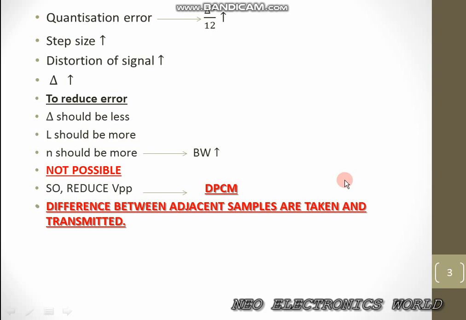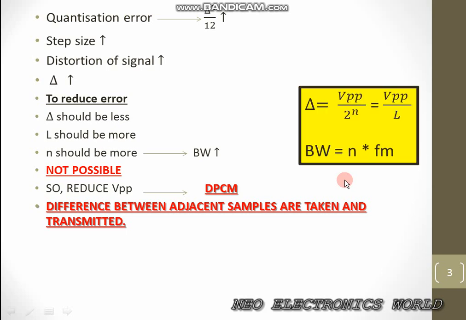Then, going to the quantization error part. What is quantization error? It is the error that is caused during the quantization process. Its equation is delta square by 12. We know that delta is equal to VPP by 2 raised to n. What is n? n is the number of bits, and 2 raised to n is the number of levels L, so delta is VPP by L. What is L? It is the number of levels. VPP is the amplitude, or the maximum voltage.